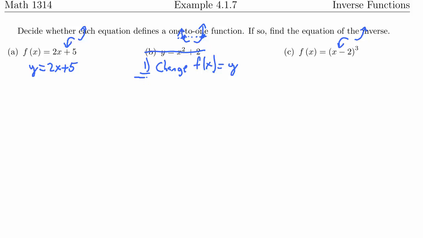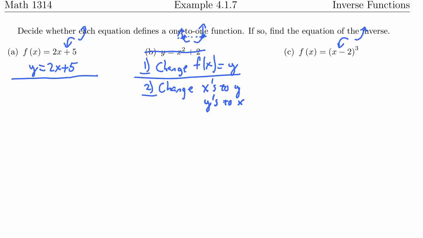Now, at this point, I'm going to draw a line. The reason I'm going to draw a line is because everything from here on out is going to be the inverse function, if it exists. The second step is to change all x's to y and all y's to x. Therefore, this y becomes an x, and this x becomes a y. The third step will be to solve for y.